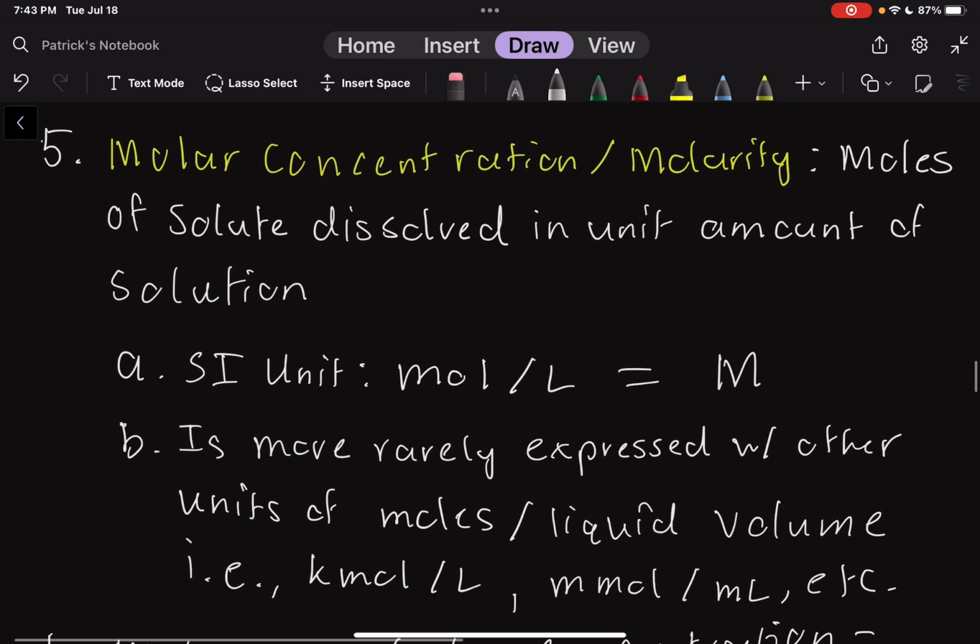On the other hand, we have molar concentration. Molar concentration is the moles of a solute dissolved in a unit amount of solution. The term molarity is a synonym for molar concentration. The SI unit for this parameter is the mole per liter, which is often abbreviated simply as the capital letter M, as shown here. This means that when we say unit amount of solution, we usually mean in 1 liter of solution. However, it's also possible and acceptable to express molarity using other units of moles per liquid volume, such as the kilomole per liter and others in that vein.